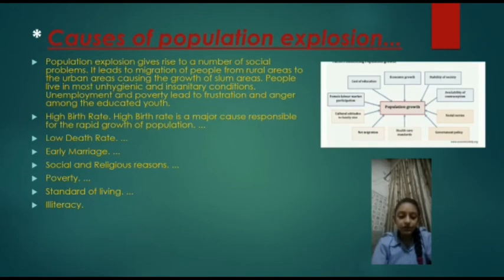High birth rate. High birth rate is a major cause responsible for rapid growth of population. Low death rate, early marriage, social and religious reasons, poverty, standard of living, and illiteracy.